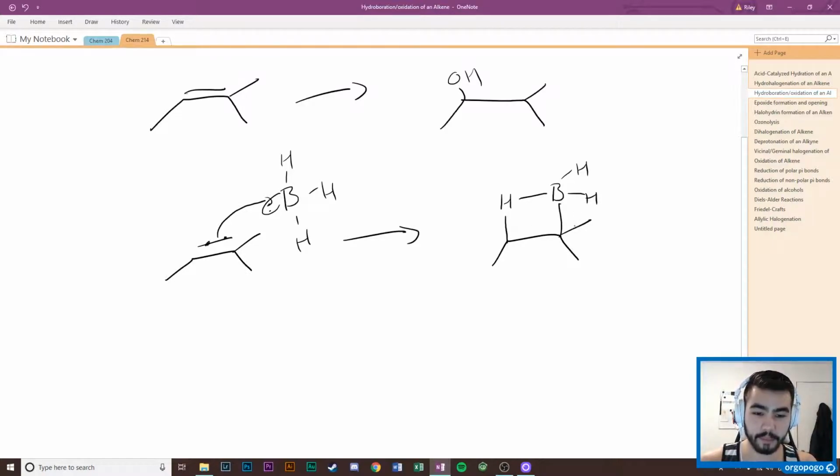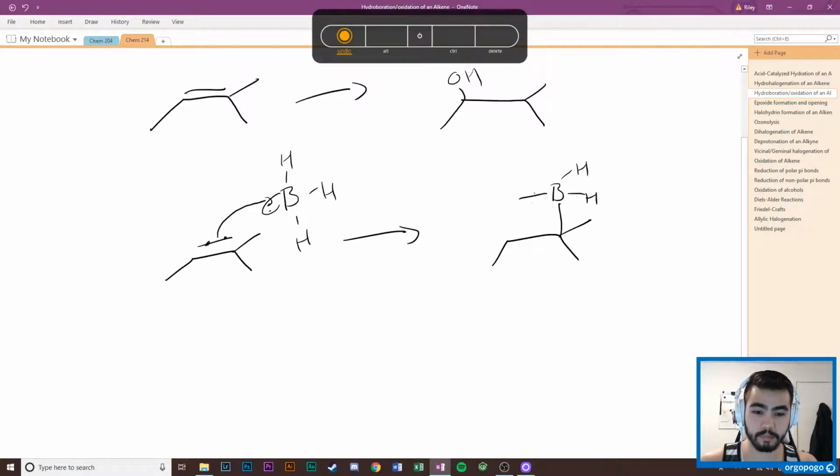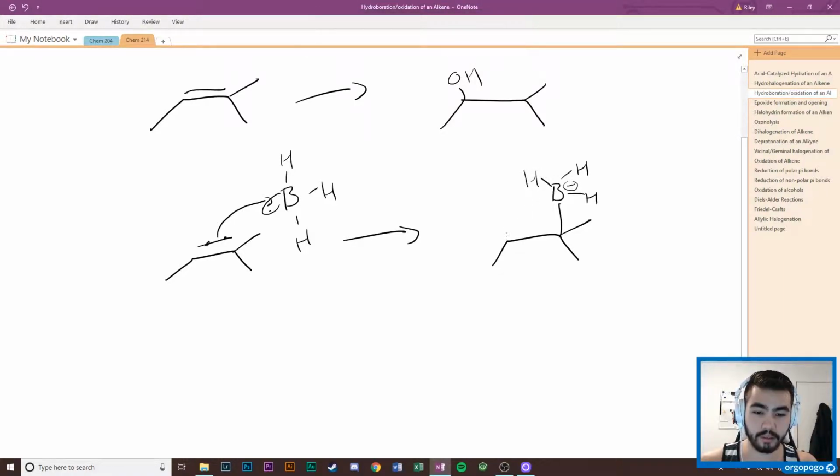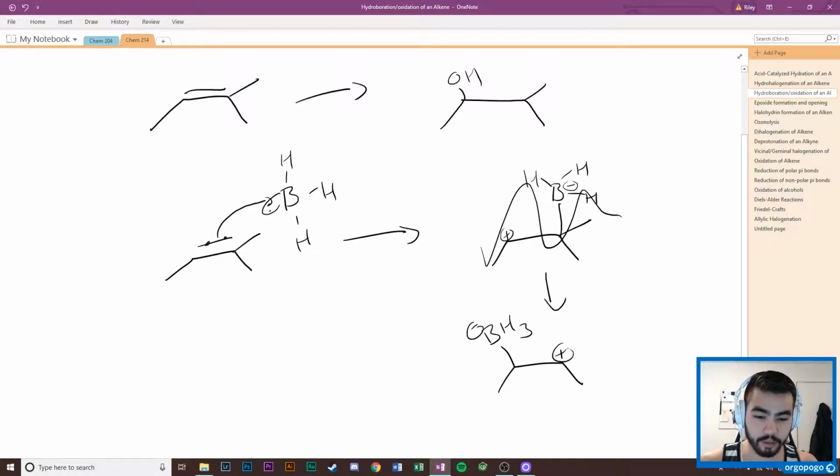Why? Good question. It's not any different than just saying BH3 with a minus and a plus here. I already messed up. That's not the most stable carbocation. This was a learning example for the both of us. So let's try this again. Put the BH3 over here, the plus charge over here.